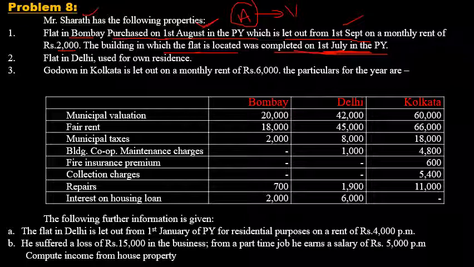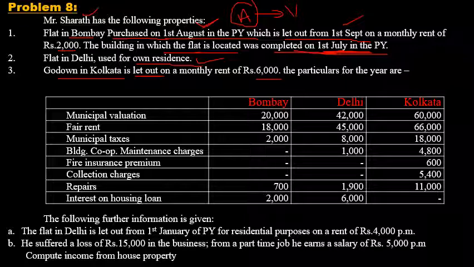Next, flat in Delhi used for own residence. So we can consider it as a self-occupied property. Later there are some points related to this one, and I will explain it later. Next, third point, Godown in Kolkata is another property, let out on a monthly rent of Rs 6000. So the third property is a let out property with monthly rent Rs 6000.